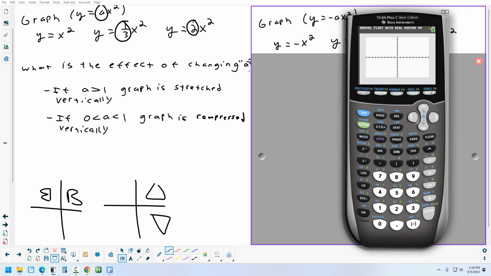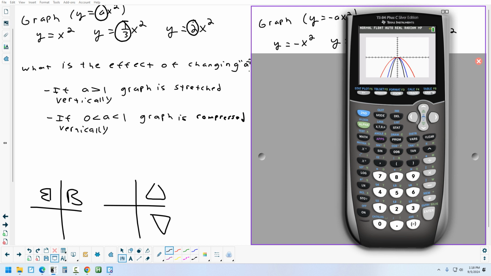When I hit graph, what do you notice about the way all of these look compared to all the other ones I just drew? They're upside down. Yeah, they've all been flipped. Which axis did they flip over? The x-axis. Yeah, they all flipped over the x-axis.